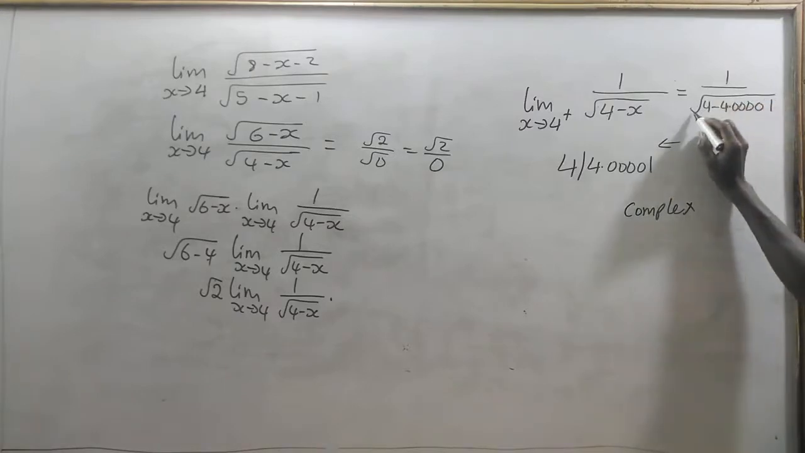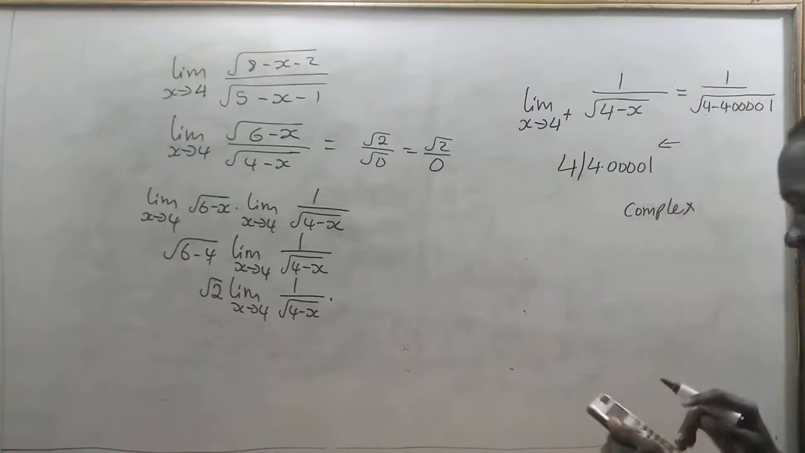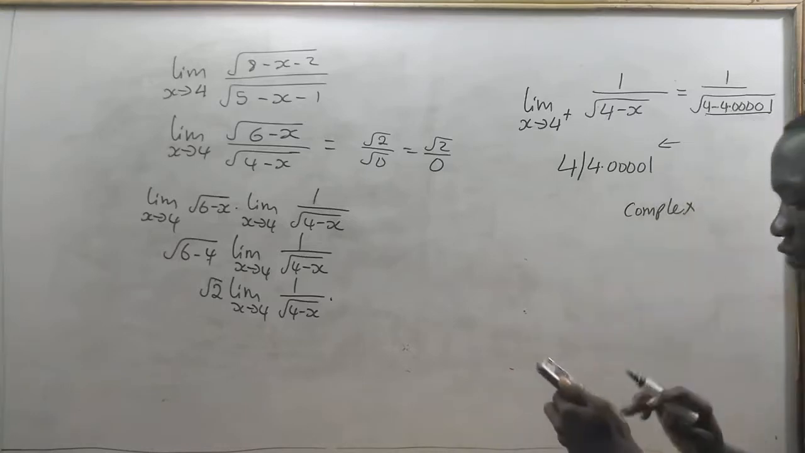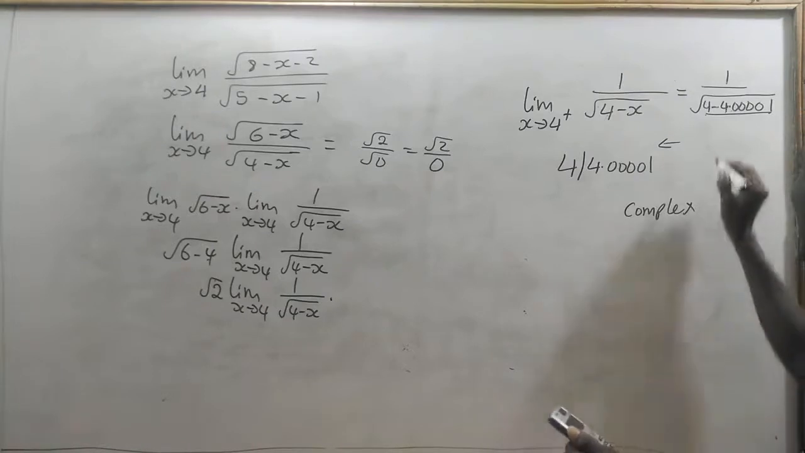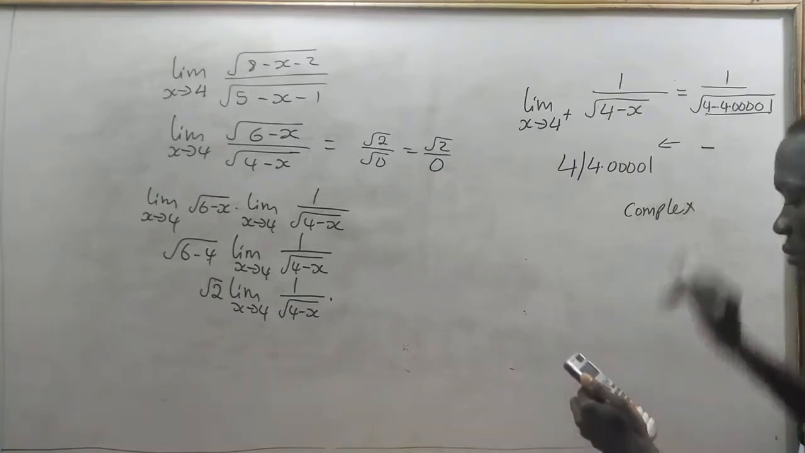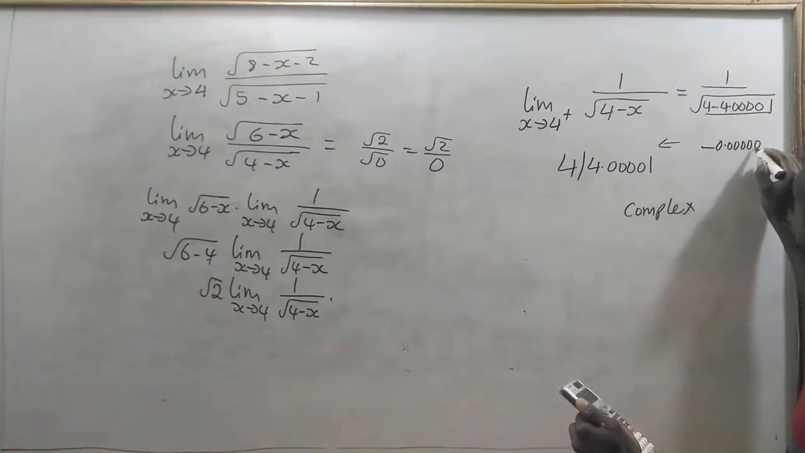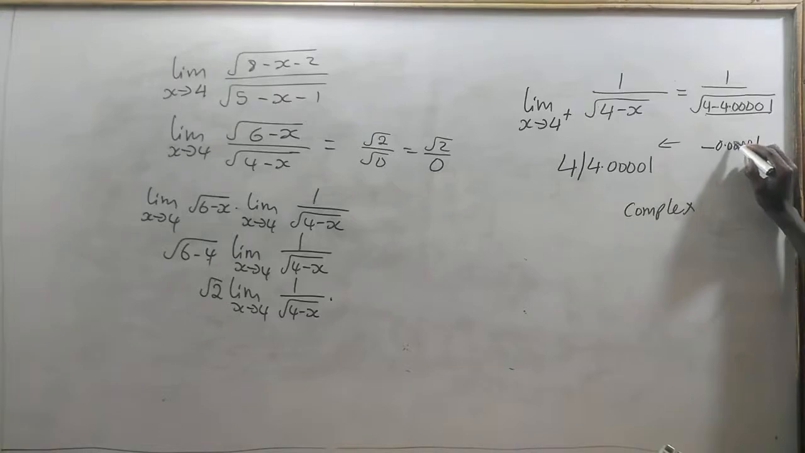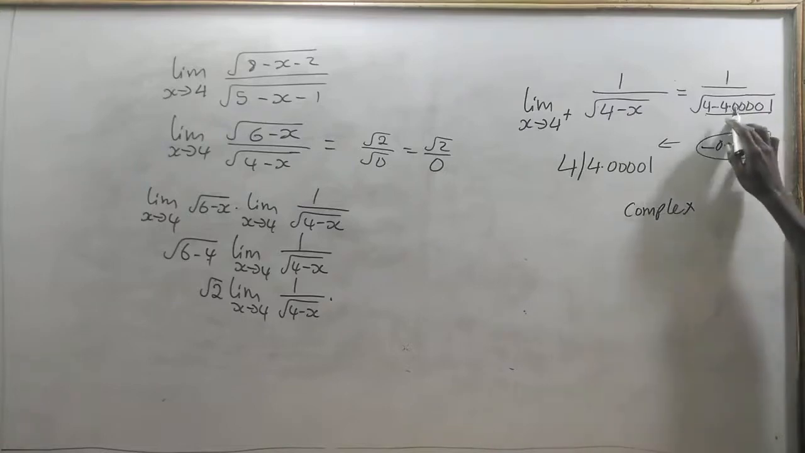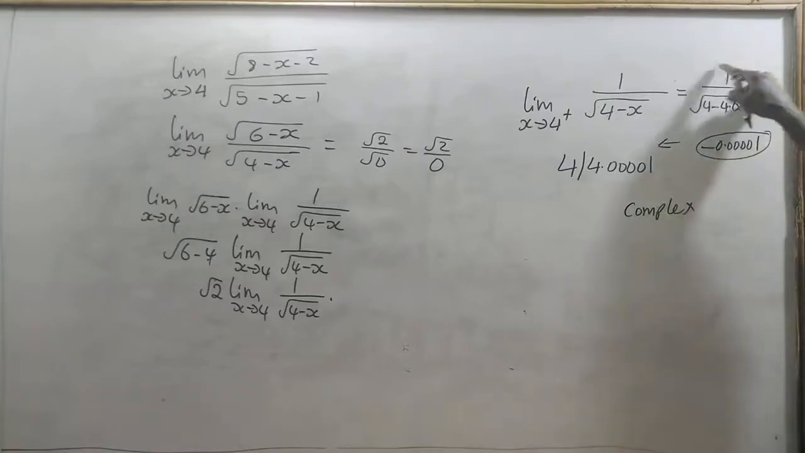We have a square root and 4.00001 is greater than 4. So let's punch what is inside here first. We punch 4 minus 4.00001. We are going to get negative 0.00001. So we move 1, 2, 3, 4, 5. So we are going to get a negative number under the square root. So put your calculator into complex number mode before you punch the whole of this.